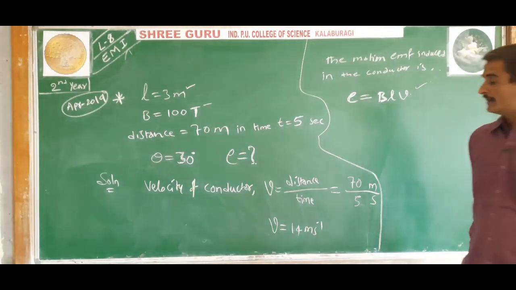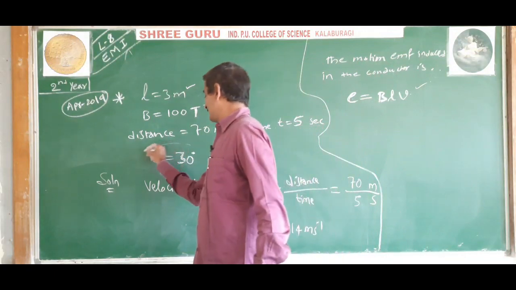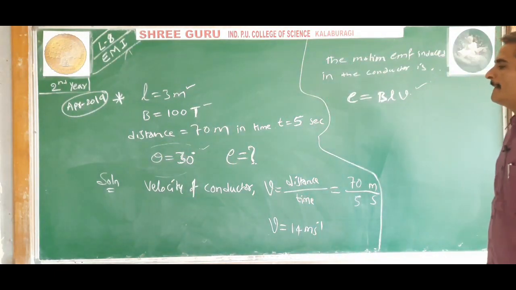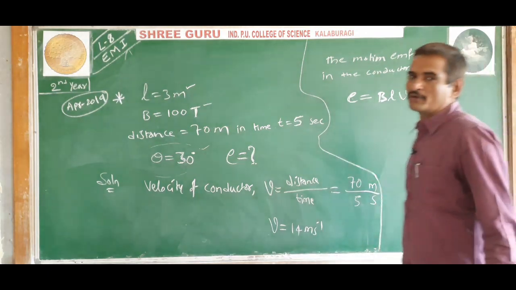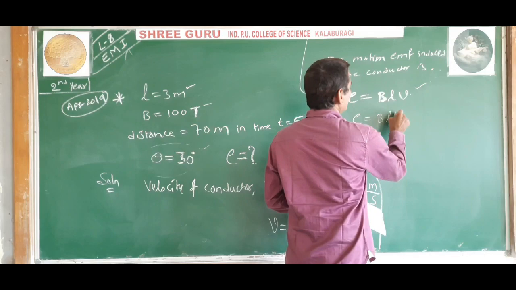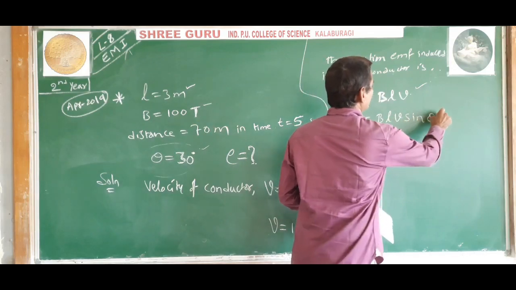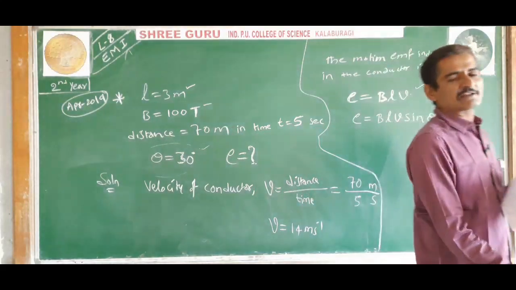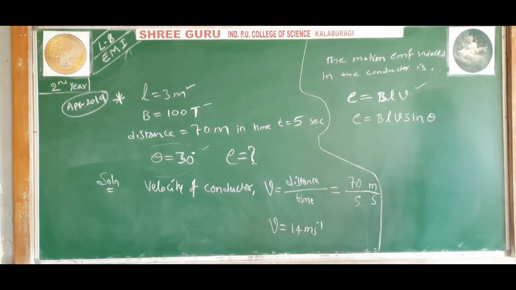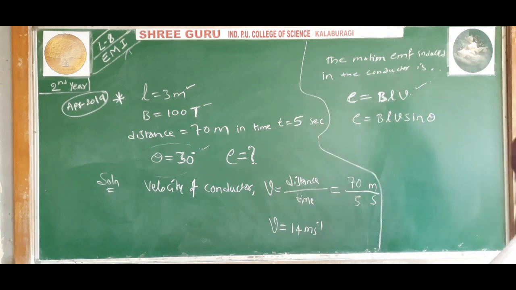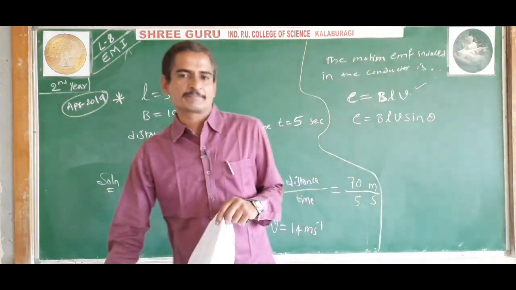And now the plane of the coil makes an angle of 30 degree with the magnetic field. So therefore now the formula we have to write is E is equal to BLV into sin theta. When the velocity makes an angle theta with the magnetic field, that is when the plane of the coil makes an angle theta with the magnetic field, then induced EMF is given by E is equal to BLV sin theta. This is just a small adjustment we have to make.